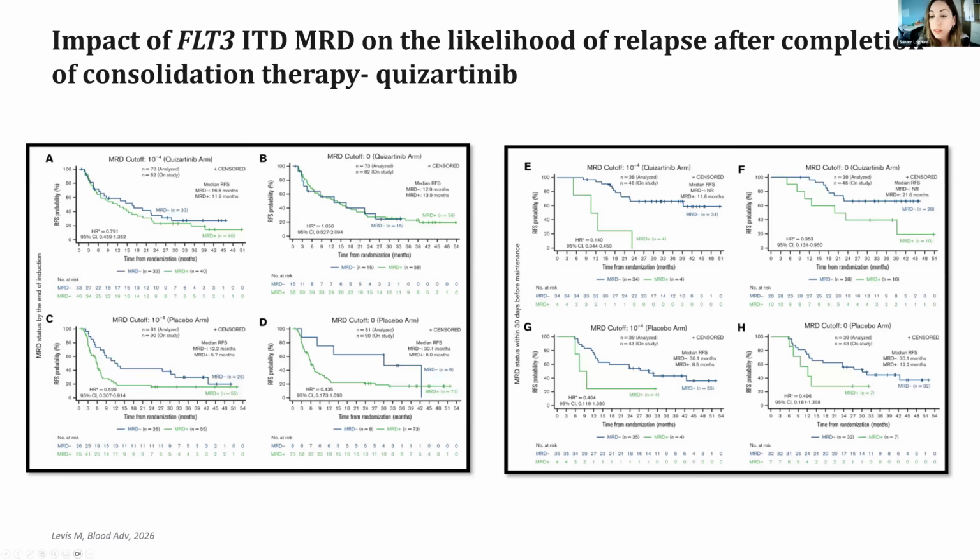And then if you look at the placebo arm, of course, the patients that did not receive quizartinib, you can see that MRD in every setting is very prognostic, right? So here, really, you can kind of draw a conclusion that maybe the benefit of quizartinib, and this is all in patients that had not received a transplant.